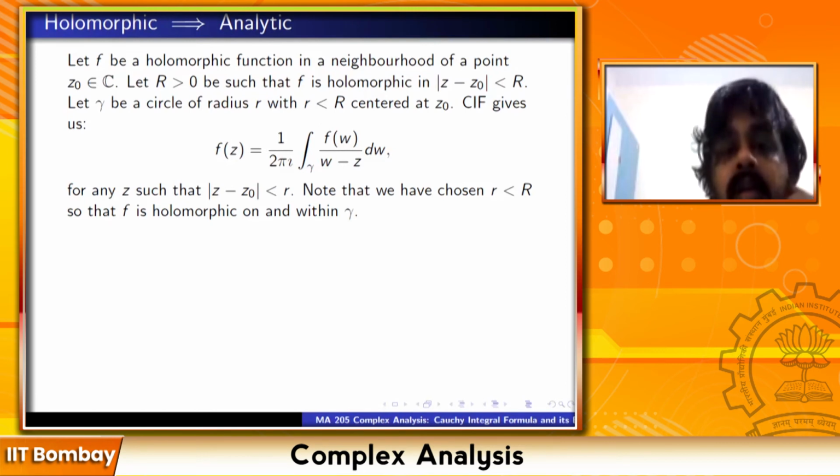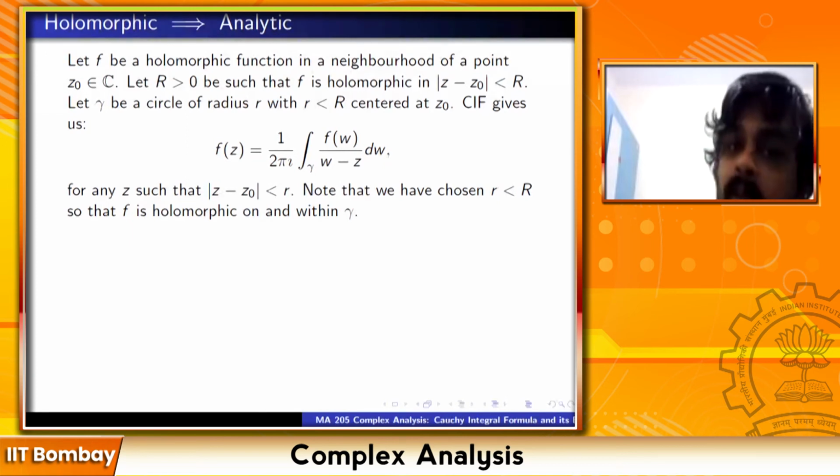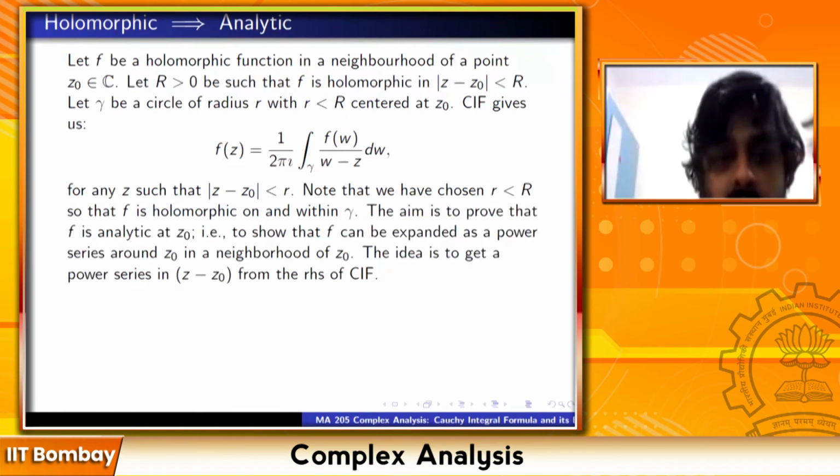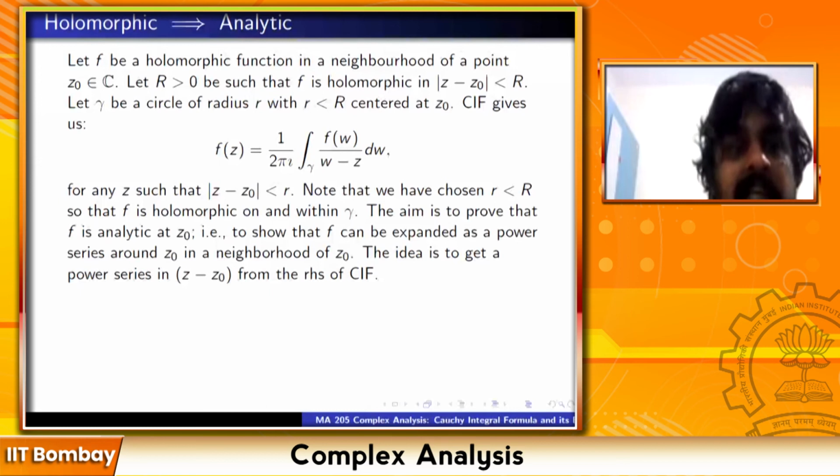See, so if you freeze the value of z and allow w to change, treating w as a variable and freezing z, you get f(z) equal to 1 upon 2 pi i integration f(w) dw by w minus z, for any z such that mod of z minus z0 is less than r. Note that we have chosen small r to be less than capital R, so f is holomorphic on and within gamma. The aim is to prove that f is analytic at z0. Once again, what does this mean? Yeah, this is okay so far.